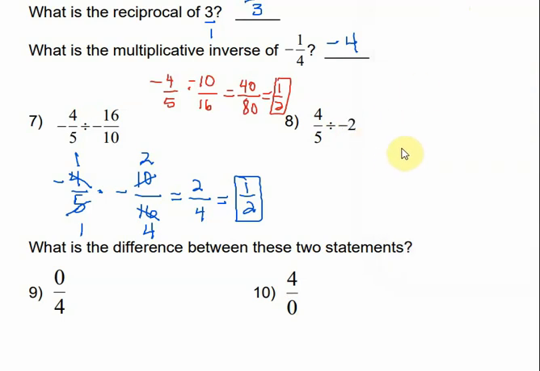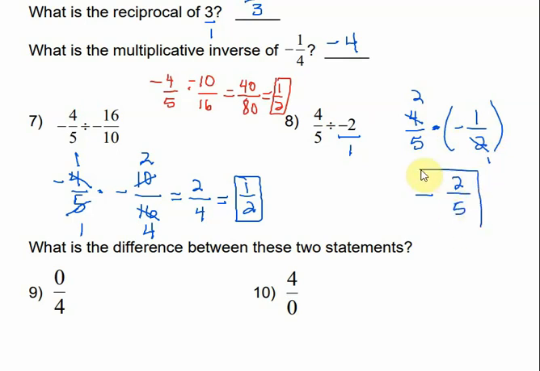Okay, so then for number 8, always the first one stays the same. So we have 4 over 5. We change it to multiplication, and then I flip the second one. So this is going to flip and become a negative, excuse me, negative 1 over 2. Okay, so again, I could reduce this. 2 will go into 4 2 times, and then a positive times a negative is negative. 2 times 1 is 2. Anytime I cancel that out, that becomes a 1. 5 times 1 is 5. And that's my answer.